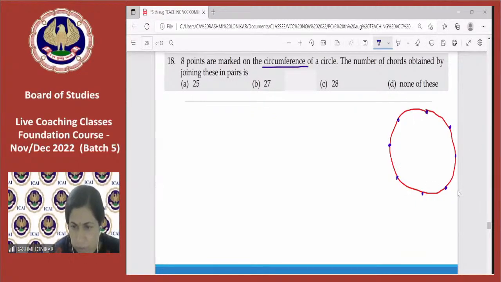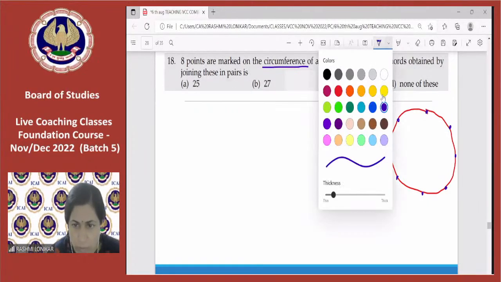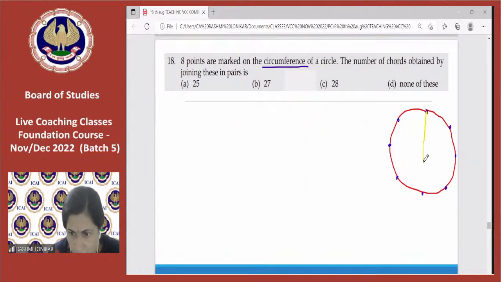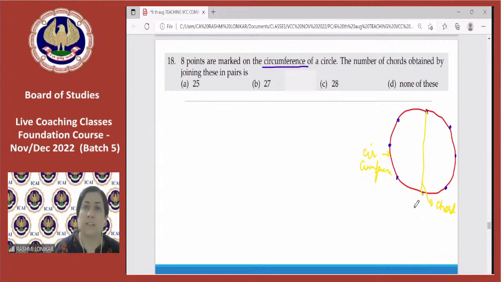What is the circumference? The round ring is known as the circumference of the circle. The number of chords obtained by joining them. So what is a chord? I will show you. This point on the circumference, when I join with this point, this line is called a chord. This is called the circumference. And this is called a chord. Okay. So 8 points are marked on the circumference. The number of chords obtained by joining these points is.